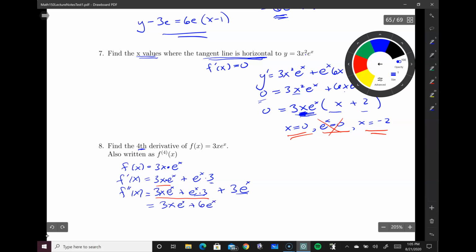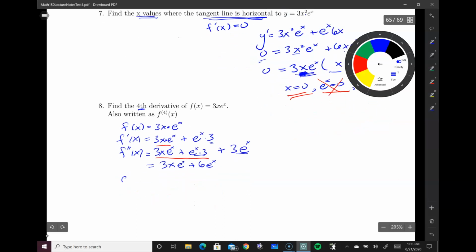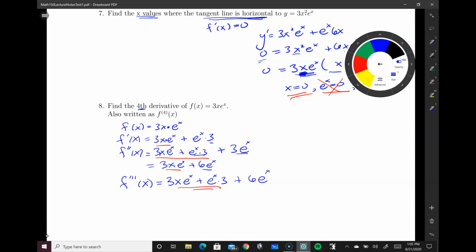Okay, so now let's go find the third derivative. So 3 dashes for the third derivative. To take the derivative here, product rule again. First d second plus second d first. So the derivative of this gives me these two terms. And then to take the derivative of here, I carry along the 6 and I get e to the x. So again, these two can join together. So I'll get 9 e to the x.